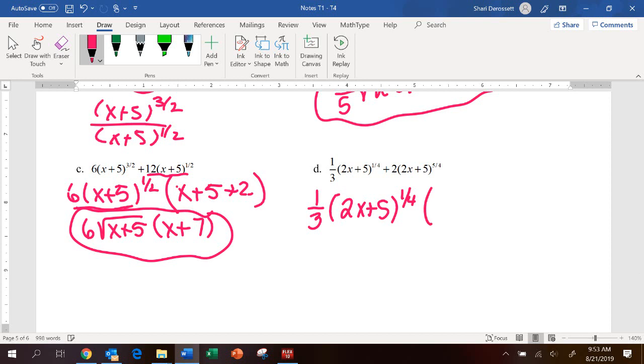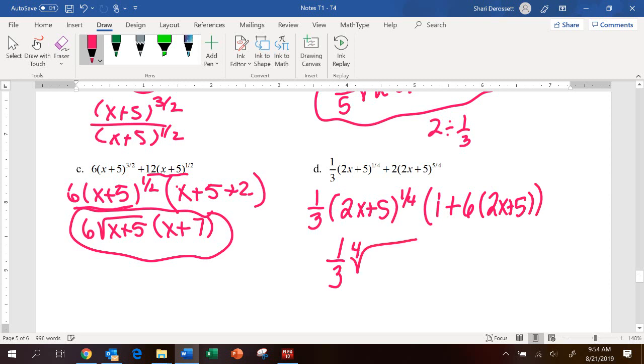So 1 plus, what's 2 divided by 1/3? 6. And then I have this to the 5/4 divided by this to the 1/4. So what's that going to be? Just 2x plus 5 to the first. And so now simplifying, I have the 1/3. This is going to be the 4th root of 2x plus 5. And then here I'm going to just simplify this up above, 12x plus 30. And so that's going to be 12x plus 31.